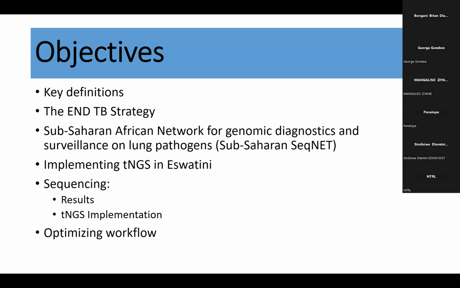So we are going to look at key definitions. We are going to look at the NDTB strategy. Then we look at the network, the sub-Saharan sequencing network, which is supporting the implementation of next generation sequencing in collaboration with stakeholders like Baylor and also the MOH. Then we are going to look at the progress, or how far we have come, and the lessons learned from the implementation of sequencing. Then we will review some sequencing results and look at how we can optimize the workflow.